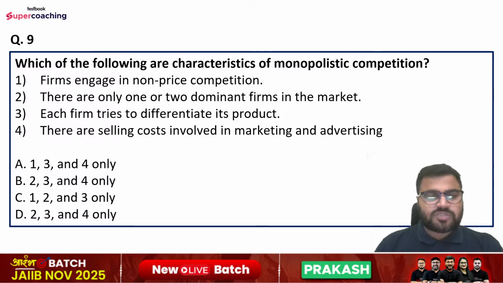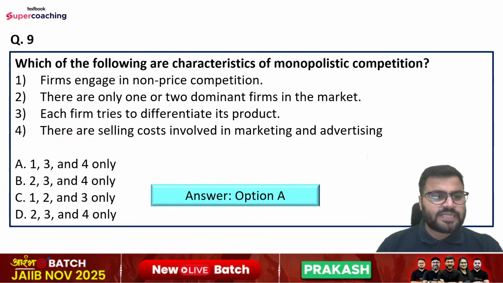There are selling costs involved in marketing and advertising. So options are first, third, and fourth only; second, third, and fourth only; first, second, and third only; or second, third, and fourth only. So the right answer is option A, that is first, third, and fourth only.